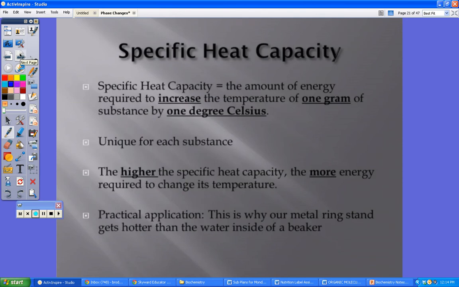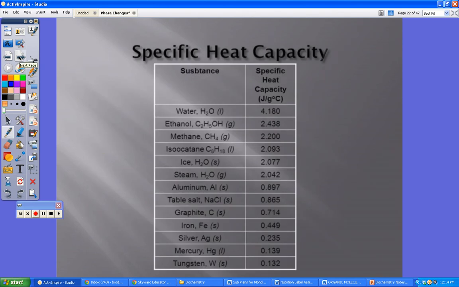So specific heat, remember, is unique for each substance. Here's the definition. And then the higher the heat capacity, the more energy required to change its temperature. So for example, water takes a long time to change temperature because it has such a high specific heat. Where iron, if you stick that into a fire, for example, will take a very short time to change temperature.